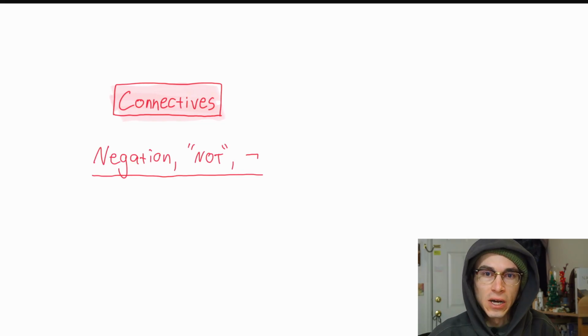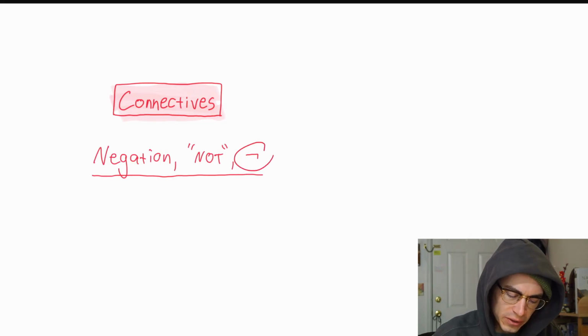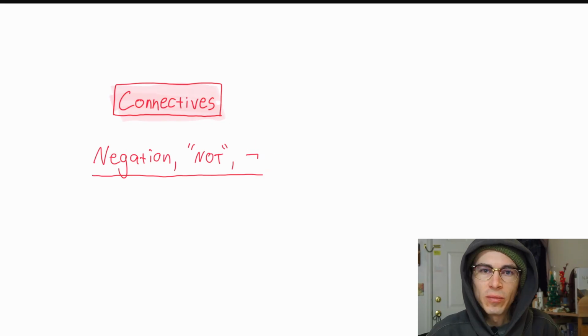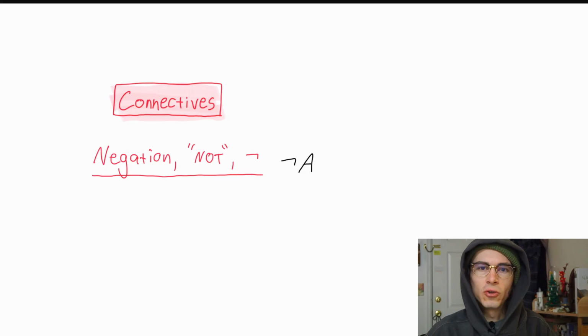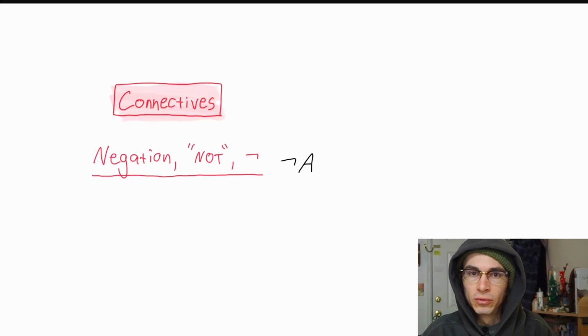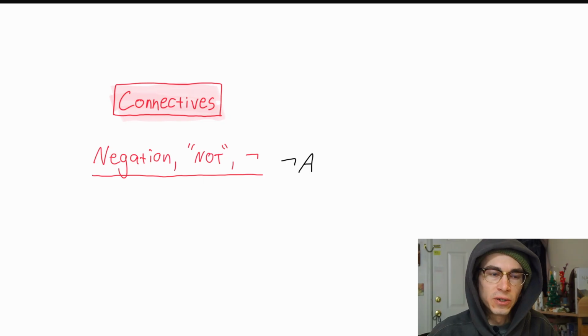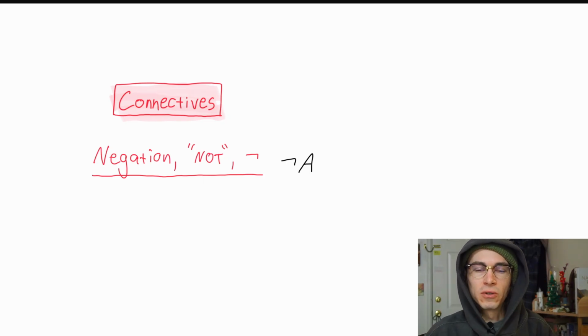Negation, or "not," is represented with this weird little bar. So if your statement A is 2 plus 2 equals 4, then not A is 2 plus 2 does not equal 4. In this case, A is true and not A is false. But if A was 2 plus 2 does not equal 4, then not A would be true.